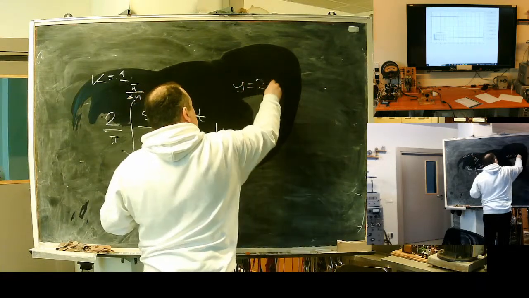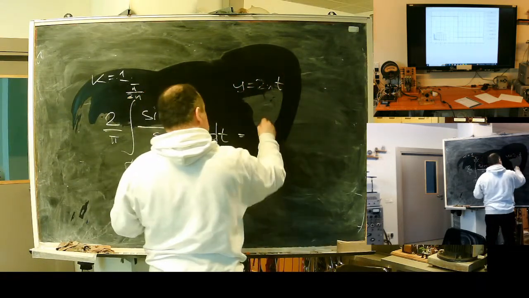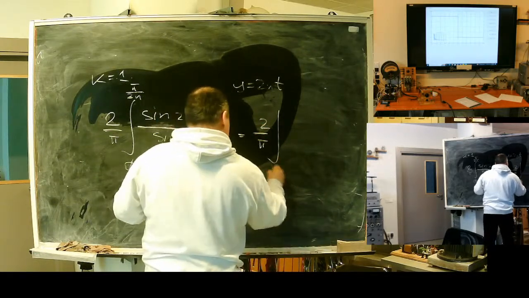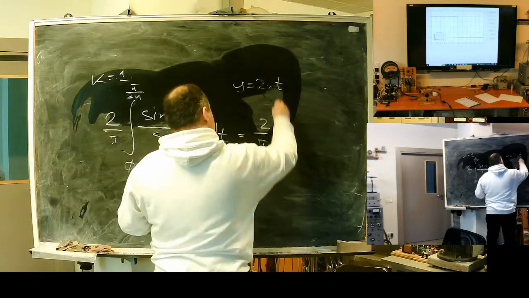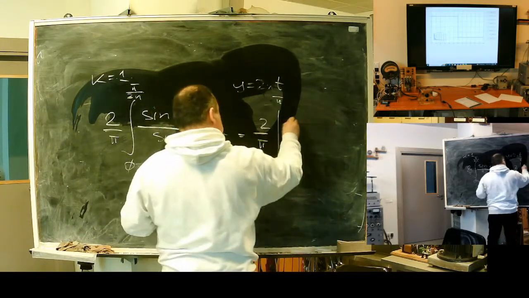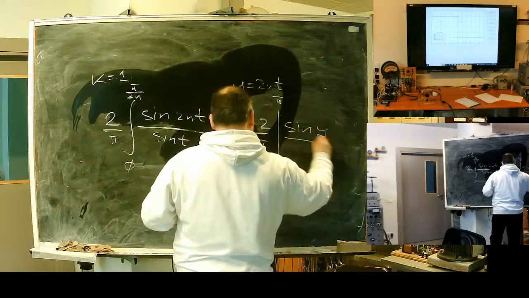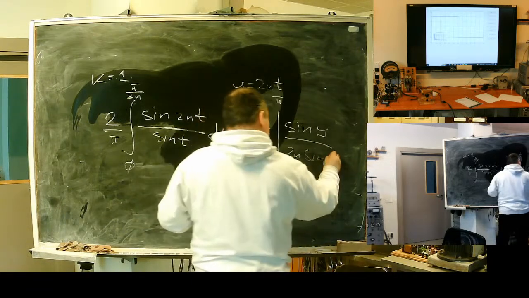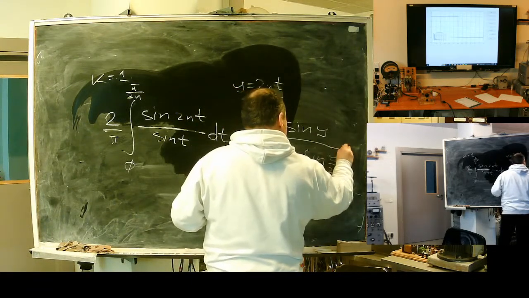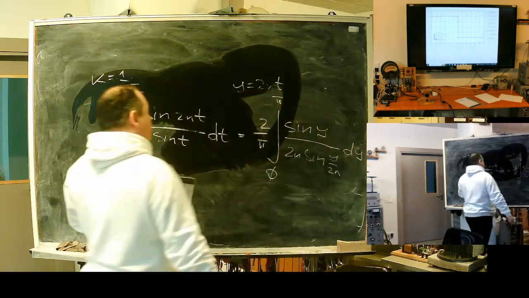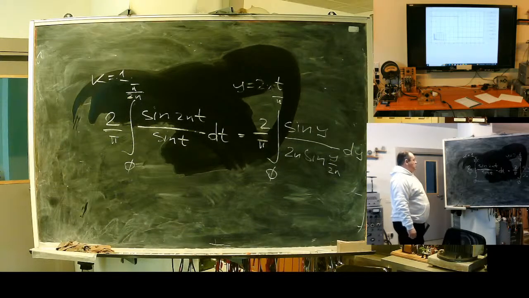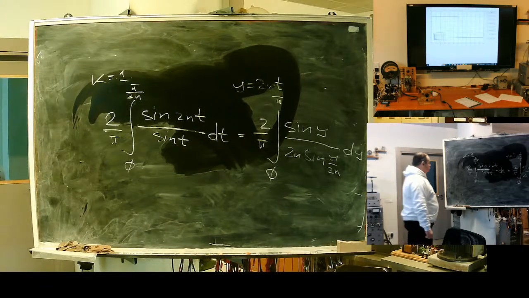Y will be double N times T, to get something familiar. So we get the integral from 0 to P of sine of Y divided by double N sine of Y divided by double N, dY. We will make a substitution. It looks nice, but still not solvable. But what do we know?